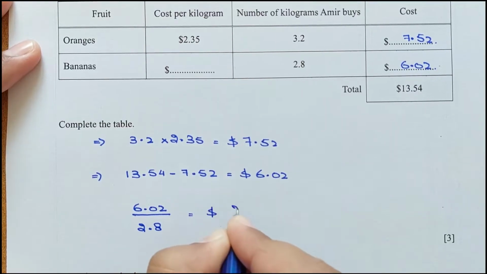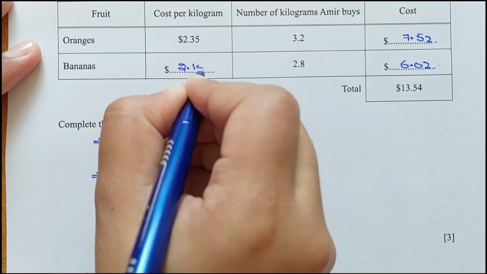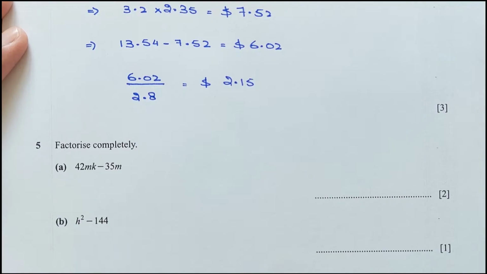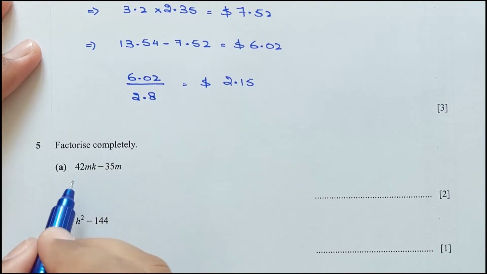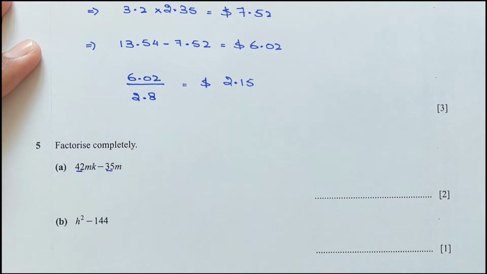This is the cost per kilogram of bananas, $2.15. Now the table is completed. Question number 5, factorize completely, part A. First we have to find the common factor of 42 and 35. 7 is the common factor.